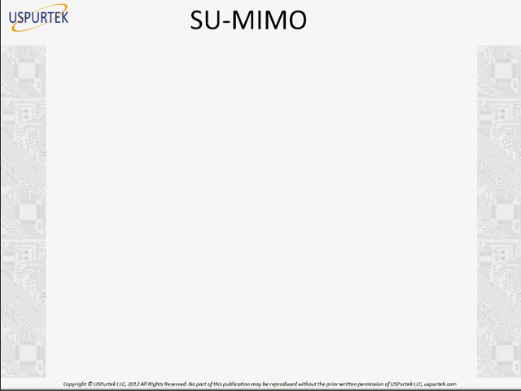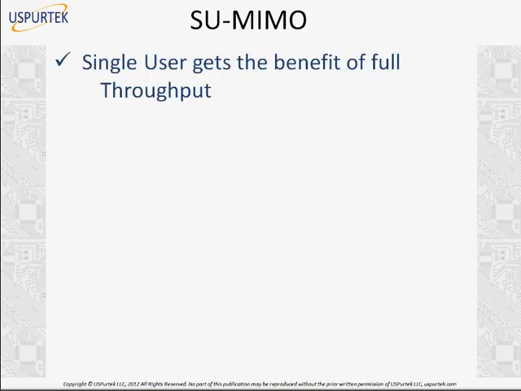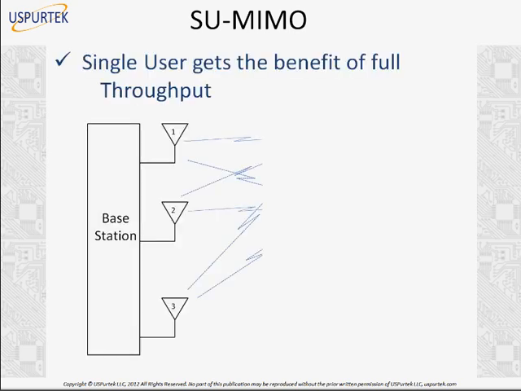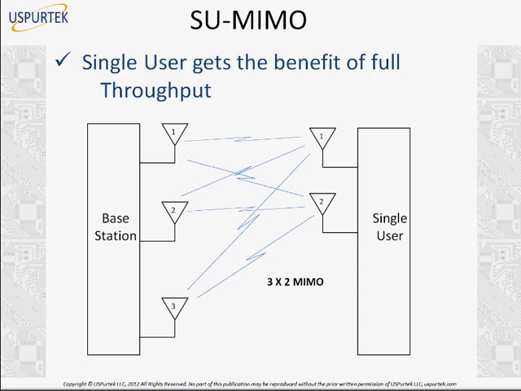Now let's see what is the meaning of single user MIMO. In single user MIMO, a single user gets the benefit of full throughput. I'm assuming my receiver has the capability to have multiple antennas. It may not be a smartphone or handset; it could be a wireless router, which could have more than one antenna, and it gets all the full throughput and all the excellent benefits of MIMO, utilized by a single user. There's no other user, just one single user.